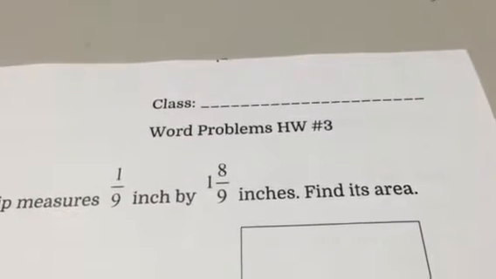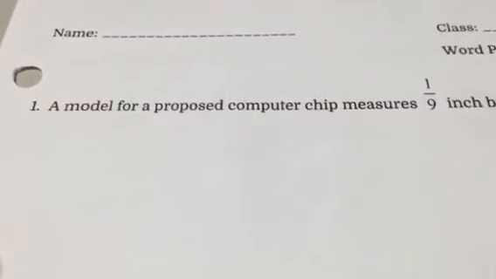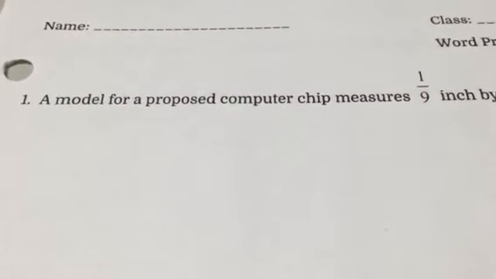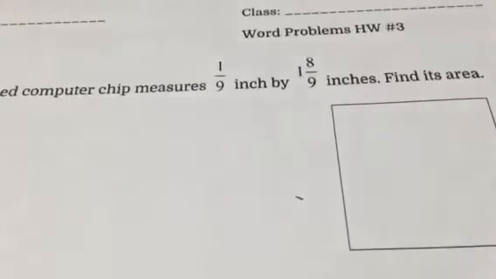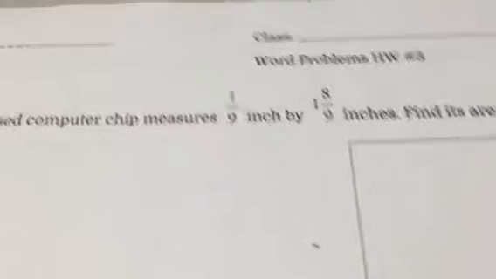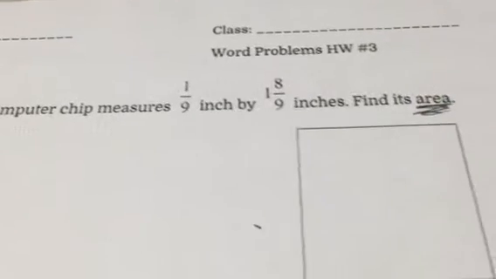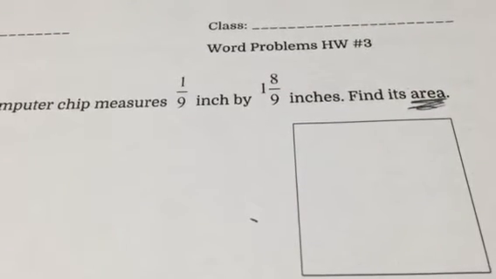This is the word problems homework number 3. Let's take a look at number 1. It says a model for a proposed computer chip measures 1/9 of an inch by 1 8/9 inches. Find its area. So the key words that should stick out for you is to find the area. That's going to tell you what operation you're going to do to solve.